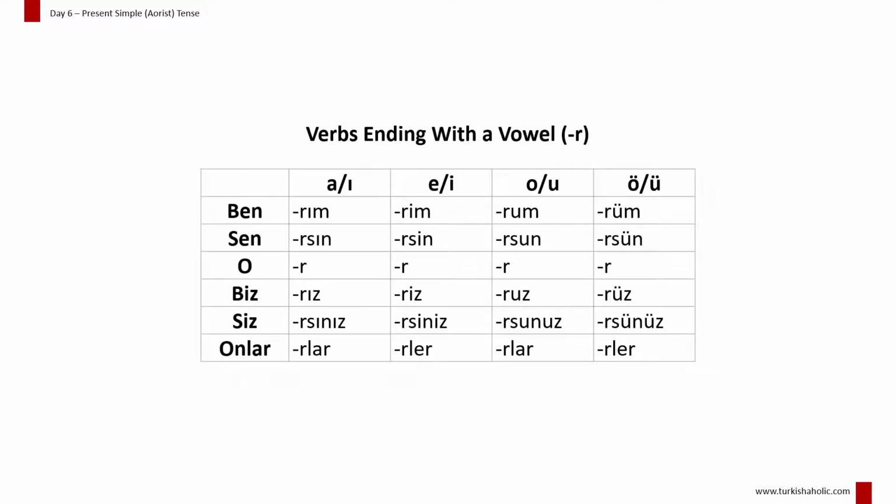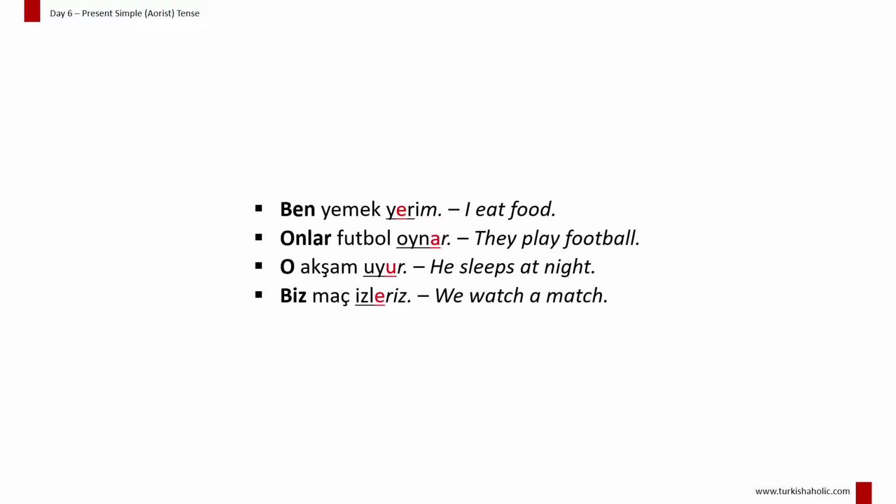For verbs that end in a vowel sound, regardless of their syllable count, we add the "r" to the end of the root of the verb in addition to the personal suffix right after the "r". Let's see some examples. Ben yemek yerim. Onlar futbol oynar. O akşam uyur. Biz maç izleriz.